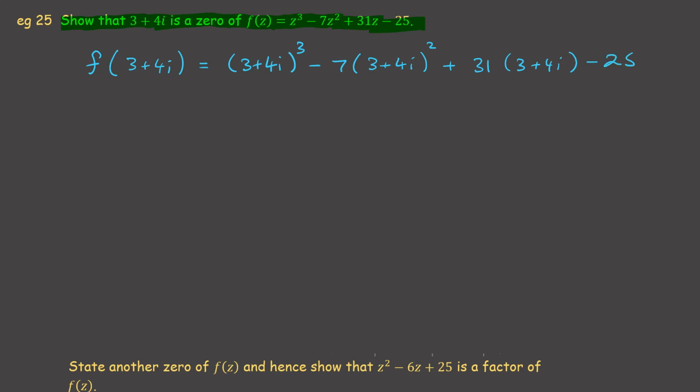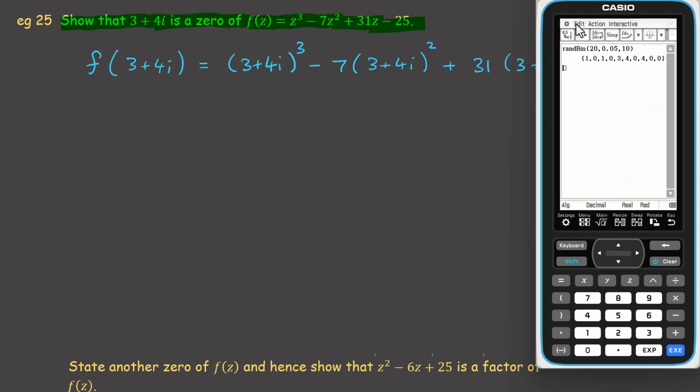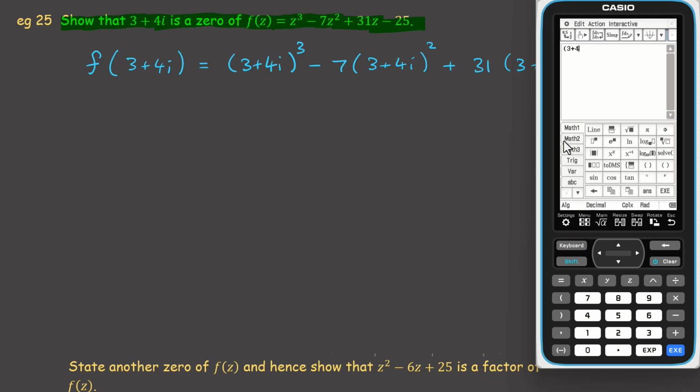Now we can do all these things manually, but I'm going to use the ClassPad to help. So let's go and grab my ClassPad. I'll go on to main. Let's just clear anything that we've got at the moment. And we really need to go to complex mode. And let's start out with 3 plus 4i. Now the i is a specific i, which we find in Math 2.